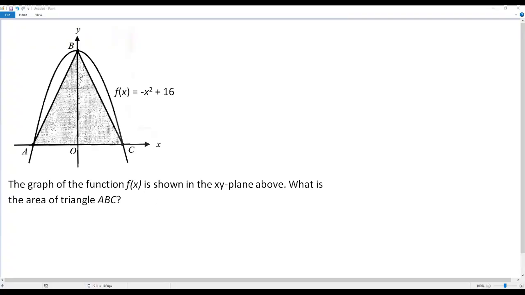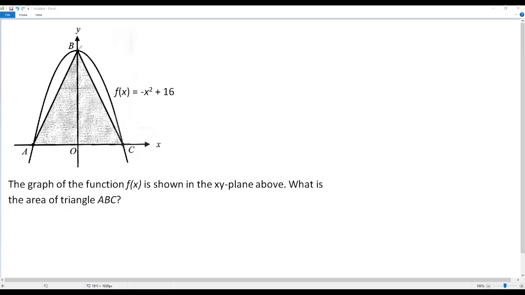Okay, here in the given figure, the line segment on the y-axis represents the height of the triangle ABC, and the line segment on the x-axis represents the base of the triangle. Once I get the height and the base, I'll be able to get the area of the triangle ABC using the formula 1/2 times base times height.